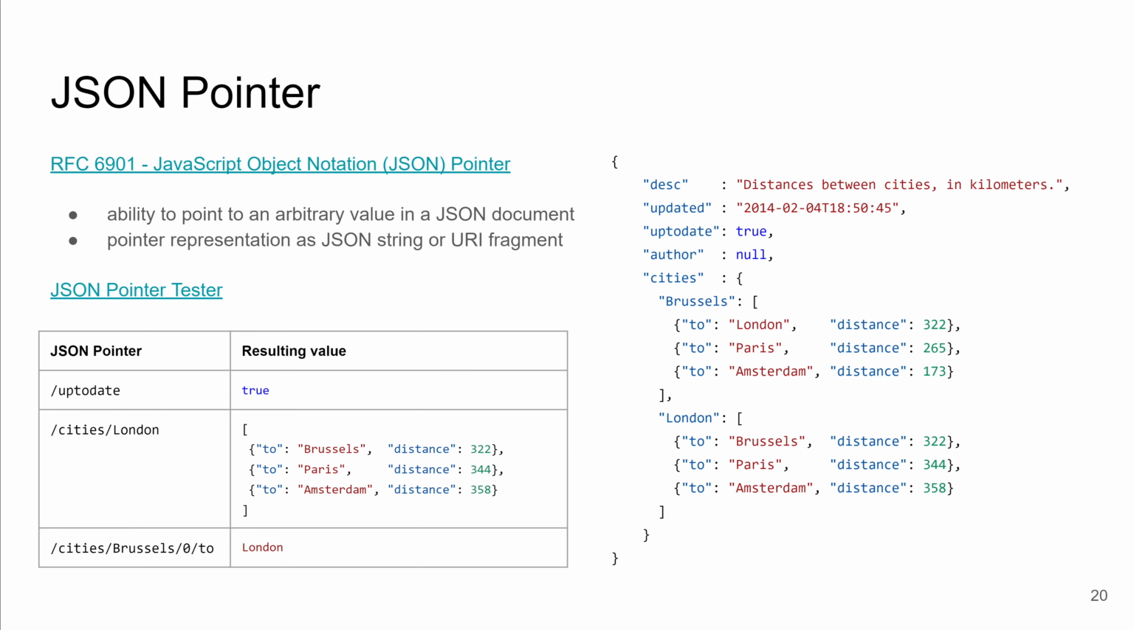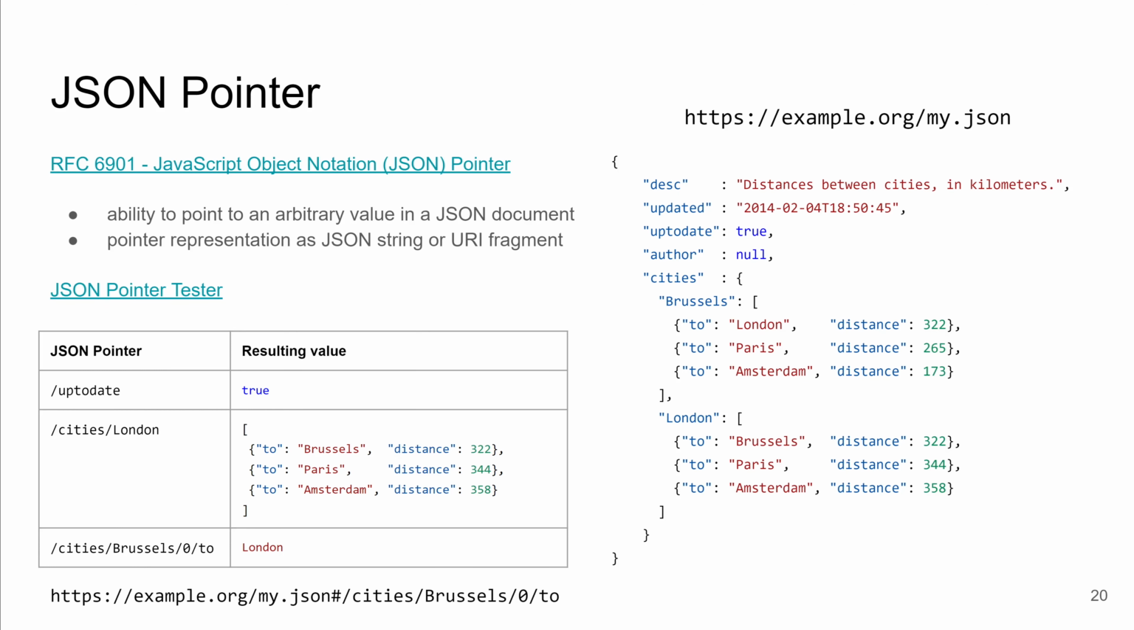When we have an array and we want to go inside using JSON pointer, we do that by array indices, which are 0 based. So cities, Brussels, 0, and 2 points to the text London. So this is JSON pointer as represented in a JSON string.